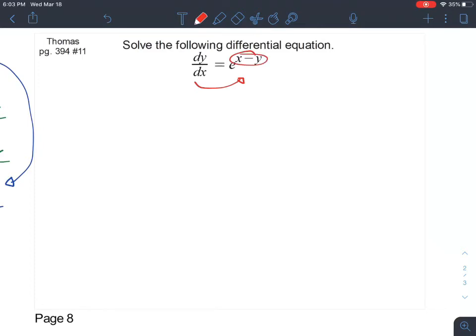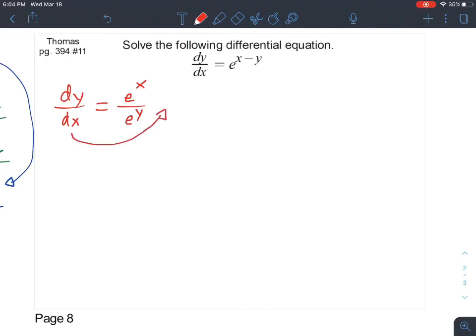We know that dx is going to move to the right side. That's not a problem. But it's trying to figure out how to split up this x minus y as an exponent. That's going to be our problem. So what we need to do, as I said, the exponent rules are going to come into play here. We're going to rewrite e to the x minus y. Whenever we subtract, that was the same as dividing by the same base.